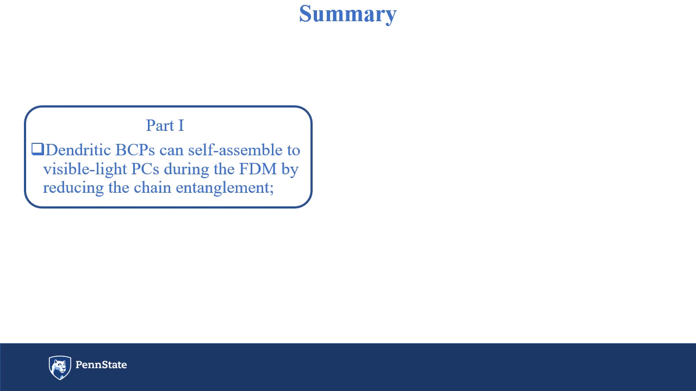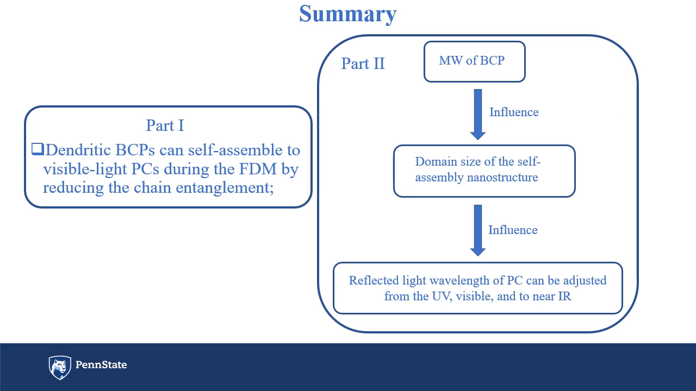For the summary part, first, the dendritic BCPs can self-assemble to visible light PCs during the FDM. And the dendritic BCPs can reduce the chain entanglement. Second, the molecular weight of the BCP can influence the domain size of the self-assembled nanostructure. Then, the domain size of the self-assembled nanostructure can further influence the reflected light wavelengths of the PC.